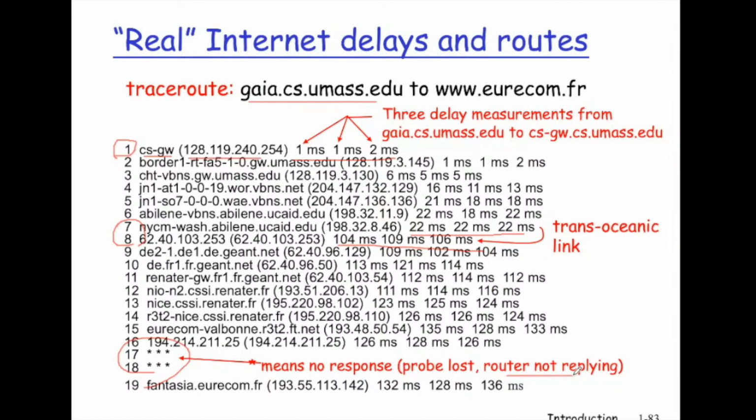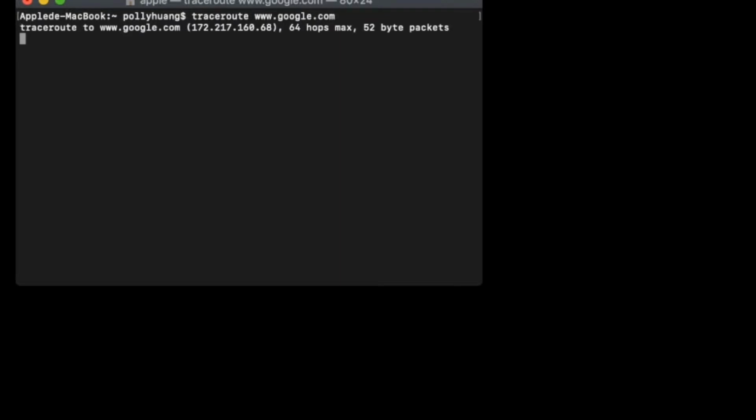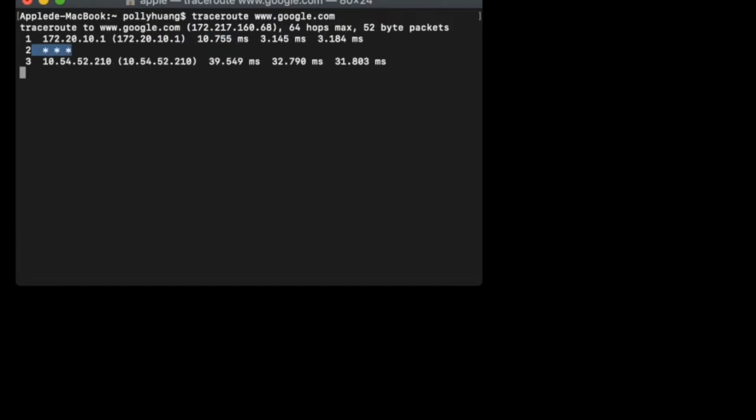Well, let's try sending a traceroute ourselves from here. Go over to a terminal and then traceroute to, say, Google. All right. Good. First hop router. Well, it didn't tell me the name of the router, so chances are high that the router doesn't have a name. Delay reasonable: 10 milliseconds, 3 milliseconds, and another 3 milliseconds. Router 2 here, well, either the probing messages are lost or the router turns off the functionality of returning to traceroute probes.